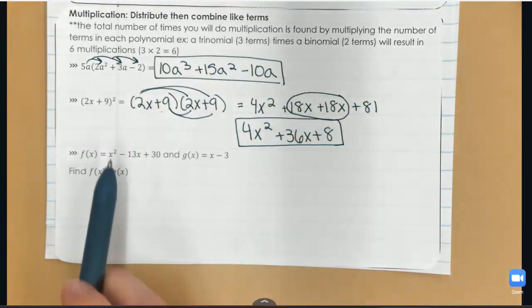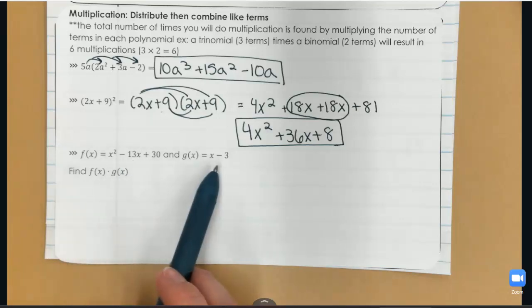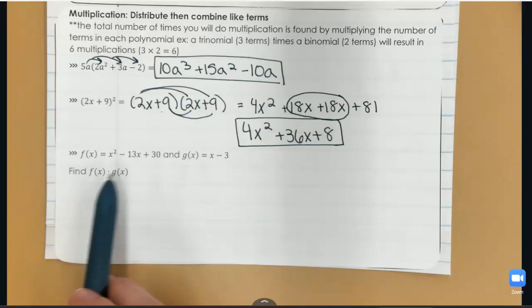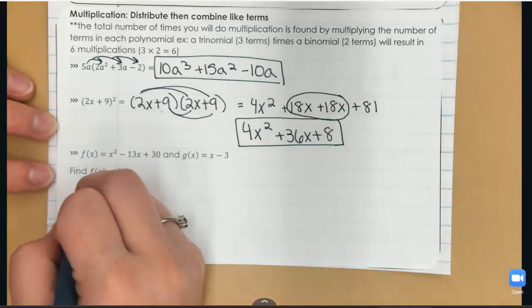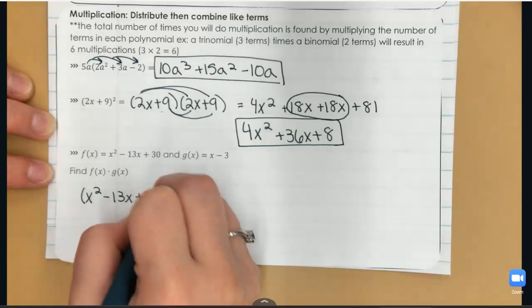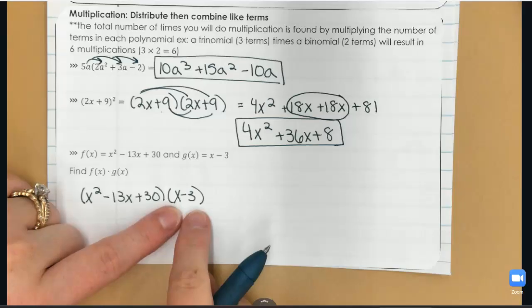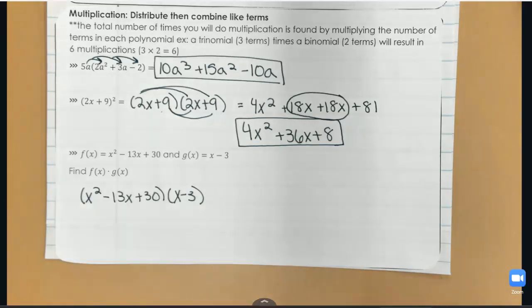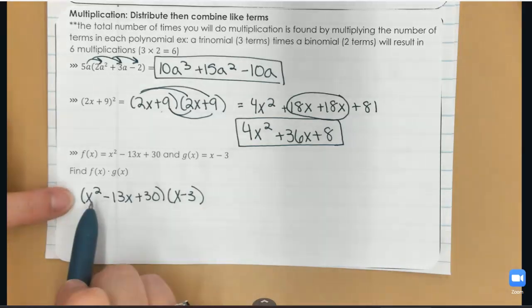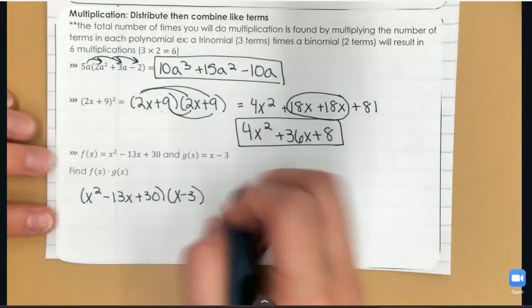Okay, last one. If f of x is x squared minus 13x plus 30 and g of x is x minus 3, I want to find f of x times g of x. That means I'm going to take my two functions and multiply them. Now, I have a trinomial, 3 terms, and a binomial, 2 terms, so I'm going to have to do multiplication 6 times. I'm going to distribute every item in my first parentheses onto both items in my second parentheses.